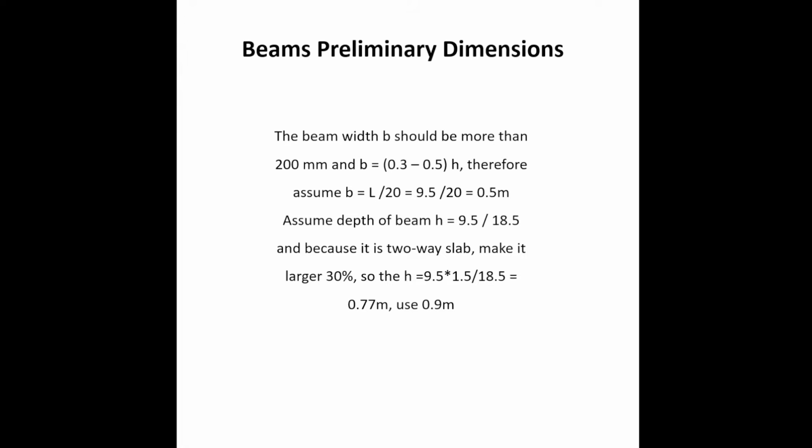So I increased it by half, 1.5. So we can increase it by 30% to 50%. This gives us about 0.77, and we will use 0.9 meter for the beams. So I increased it more than 50%. Again, this is because of the deflections, and we will see it later in ETABS when we add the combination for long-term deflection. We will see that 0.9 is okay. So this is for the main beams.